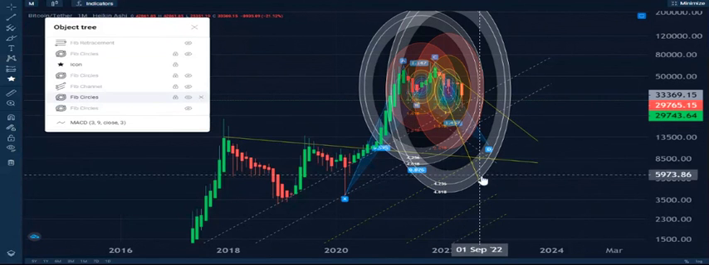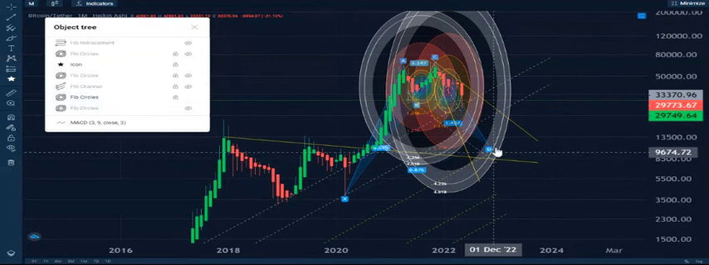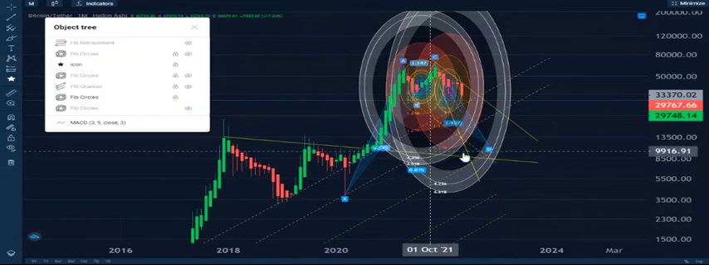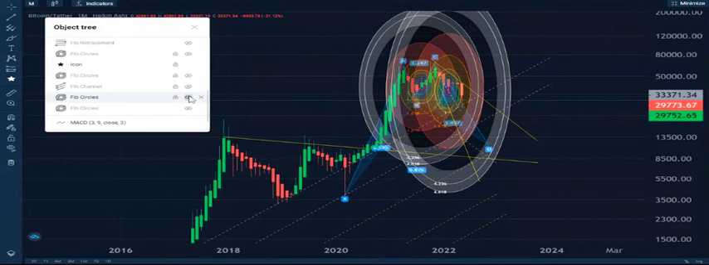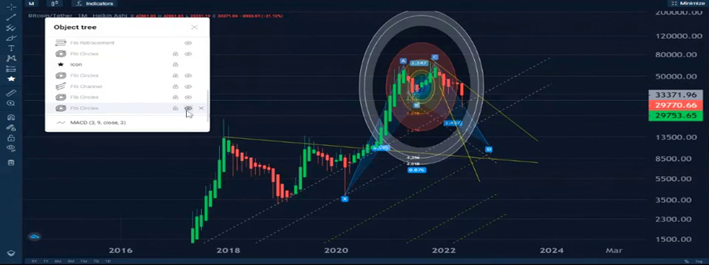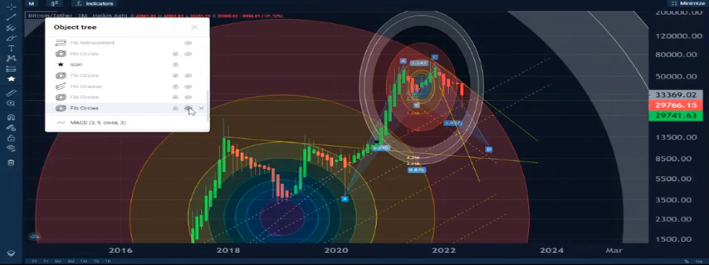So we have some more confluence here. Look at our circles are confluing here. We have a great amount of 8,000, 9,000. It's not looking super hot. Let's have a look at our last Fibonacci sequence.